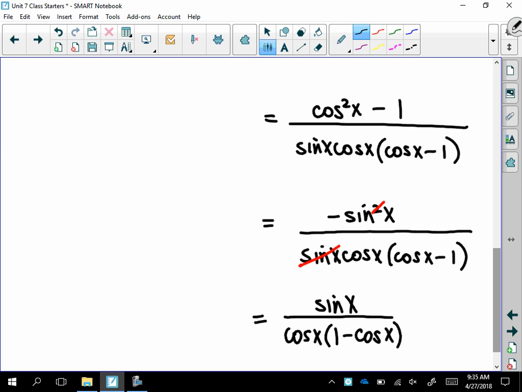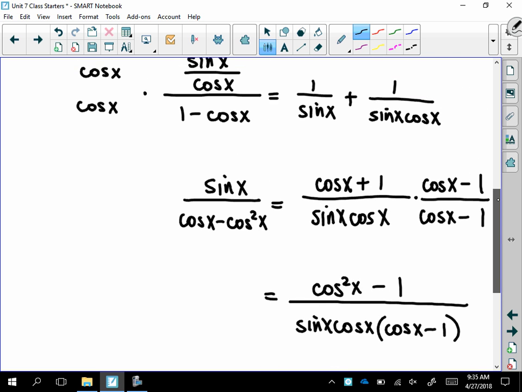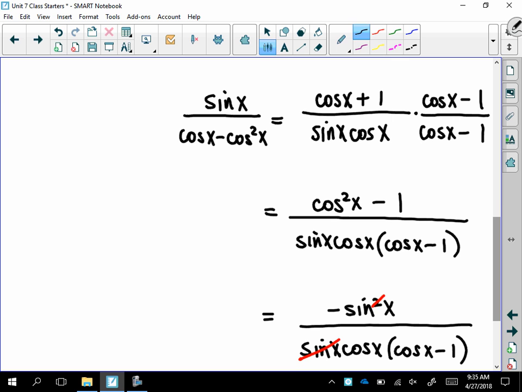And another option is, let's say right here, if you left this as cosine times 1 minus cosine, then you could have multiplied by the conjugate of this 1 minus cosine. That would have worked as well. Okay? So you've got several options.